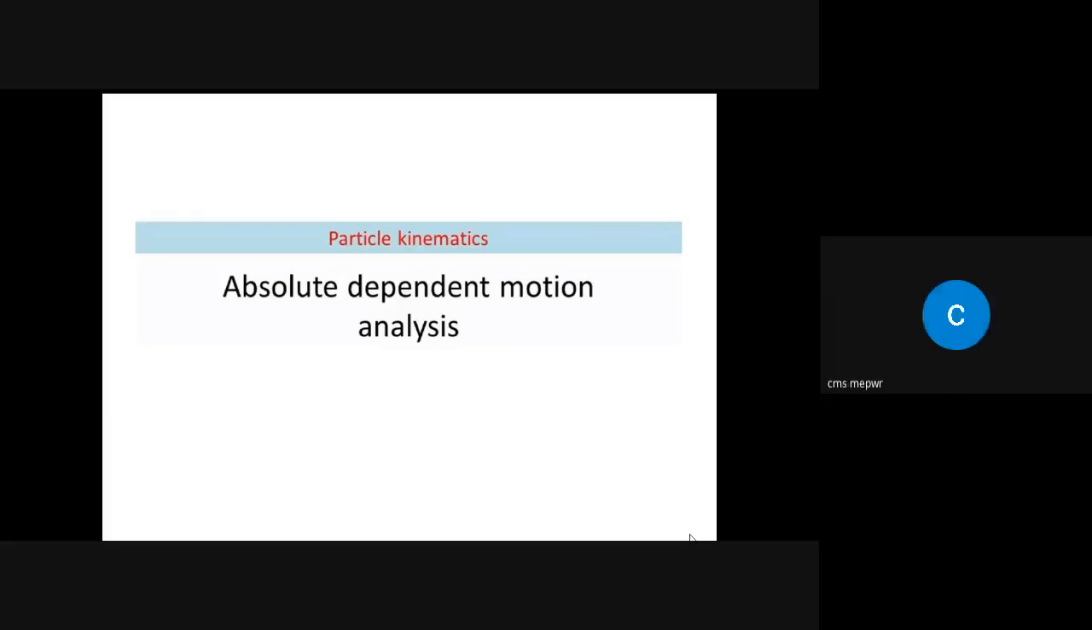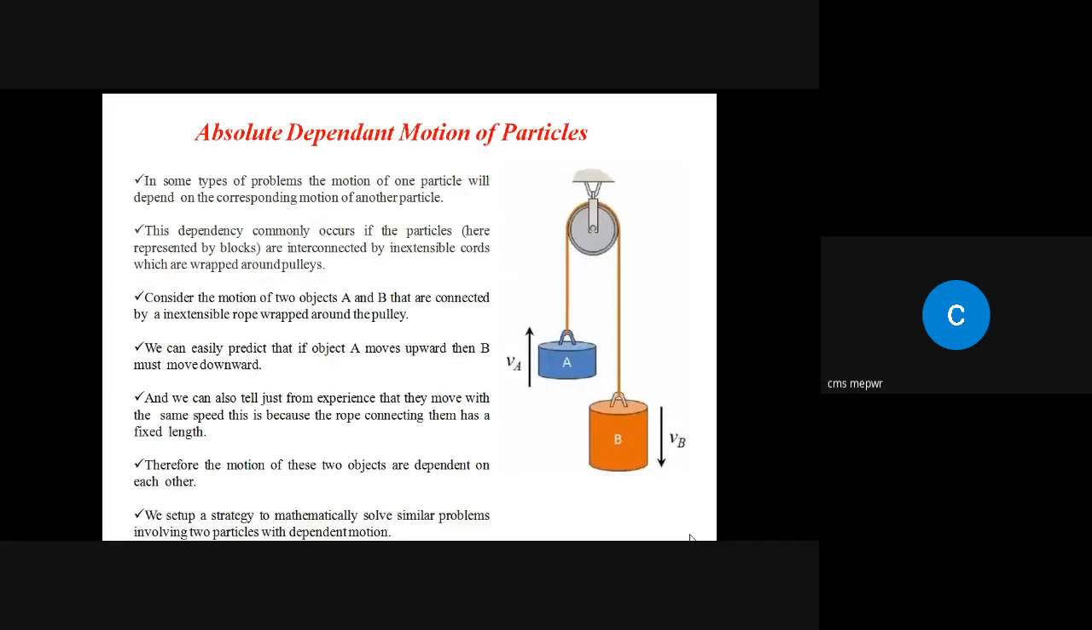So the topic that we are going to cover today is absolute dependent motion analysis. To understand the dependency of one particle on another, or dependency of one motion on another, let's consider this example. So, absolute dependent motion of one particle on another. For this understanding, let us consider this example or this diagram.